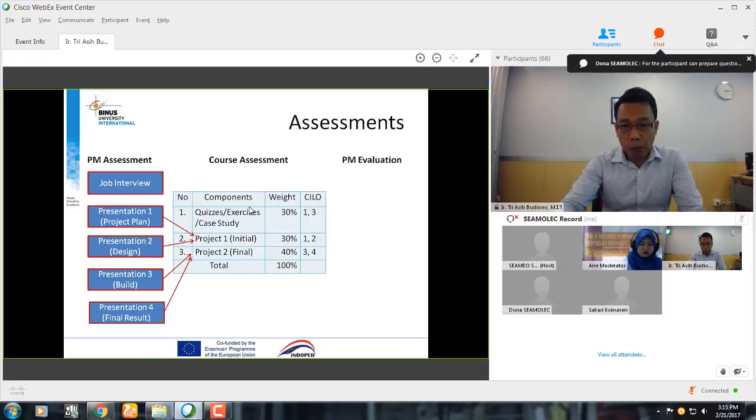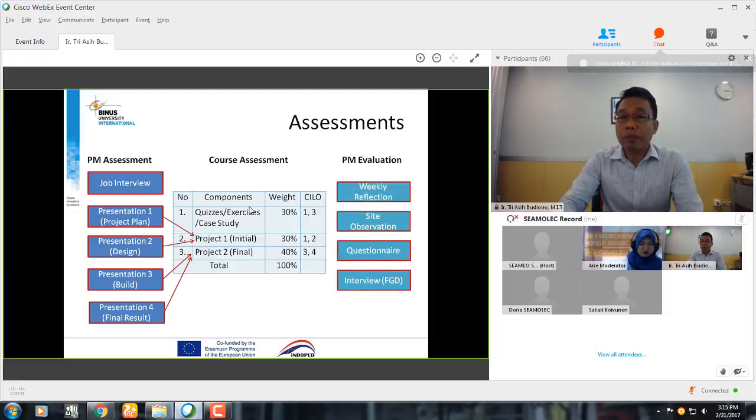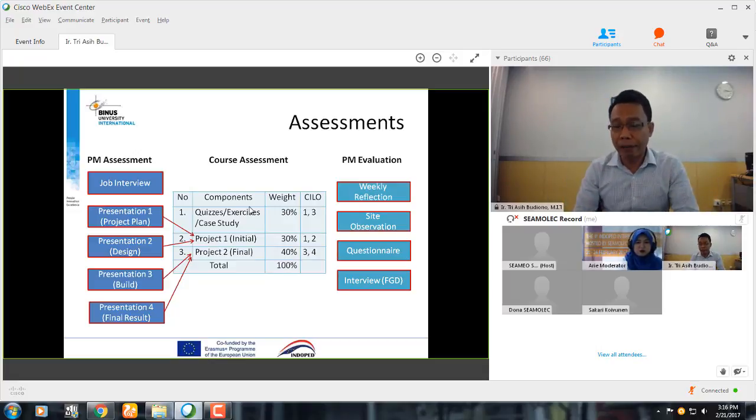So that maps to the initial original assessment, project 1 and project 2. Also, we need to evaluate how good the project module itself is. So we asked the students to write a weekly reflection, which is mapped to the quiz assessment of the original assessment. And then site observation, where our evaluation officer went to the company and observed while the students were working. Then a questionnaire to ask them a few questions about how they work, and an interview.